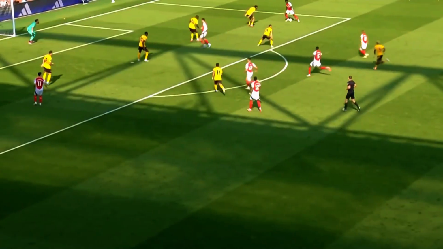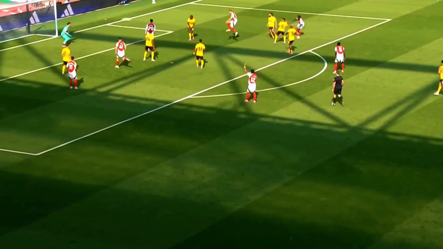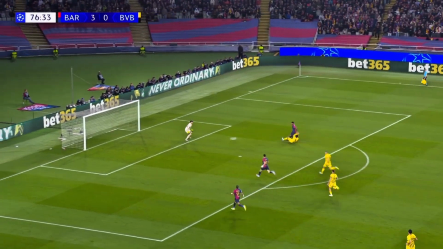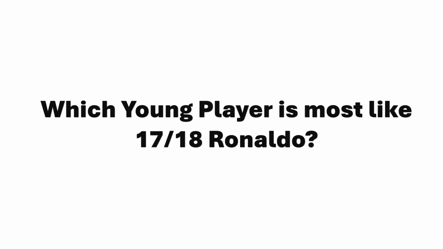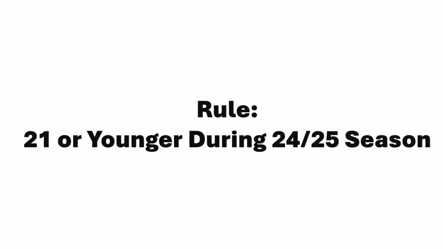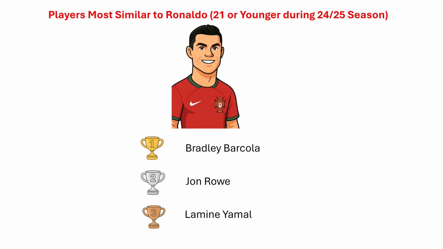Now we can pivot to players similar to Ronaldo and Messi. The data I used here is comparing players from the 24-25 season to Ronaldo and Messi from the 17-18 season. First we will start with Ronaldo and look at players that were 21 or younger. We can see that in first place we had Bradley Barcola, second place is John Rowe, and third place was Lamine Yamal.